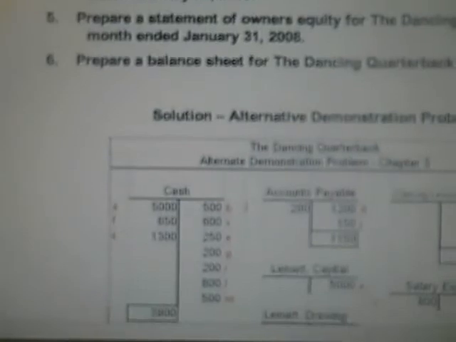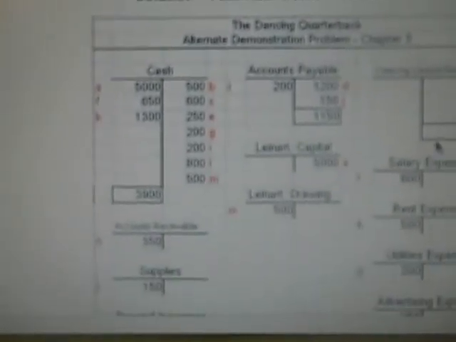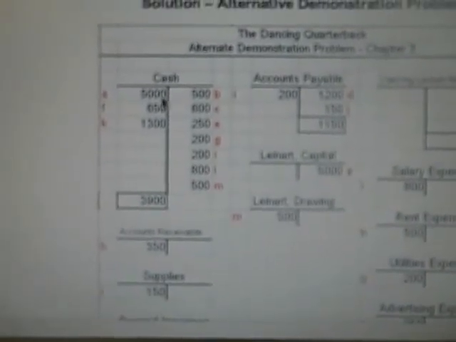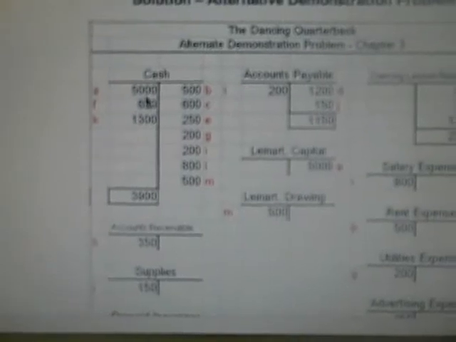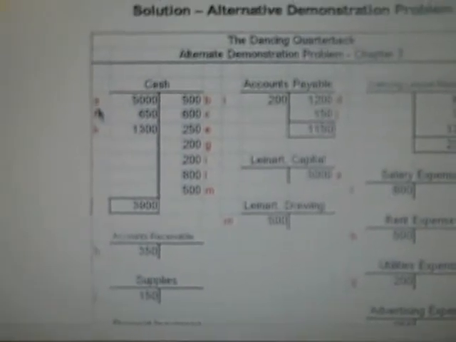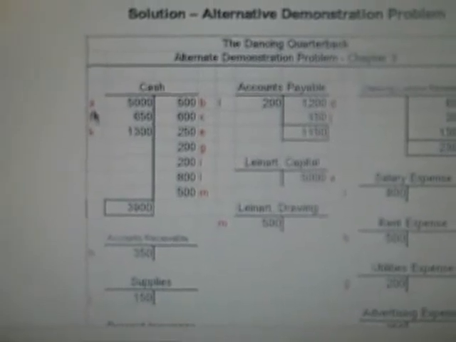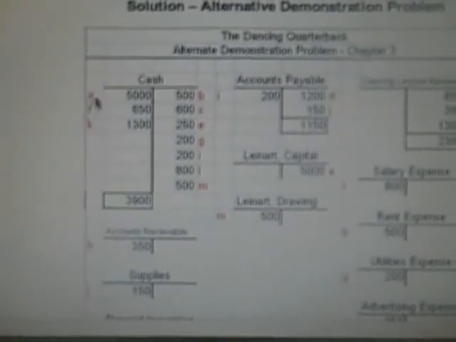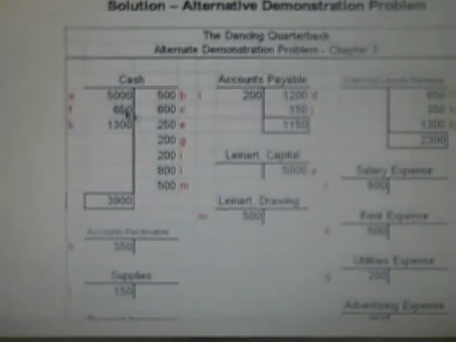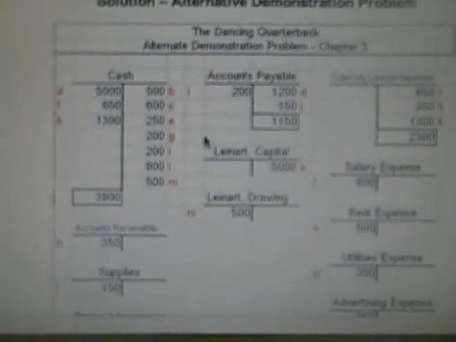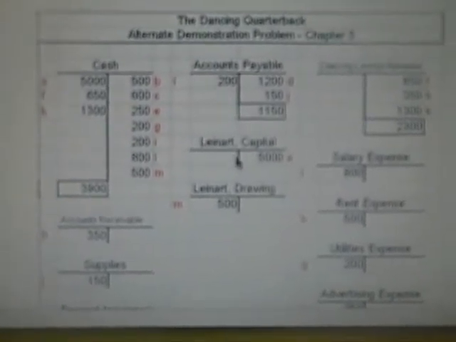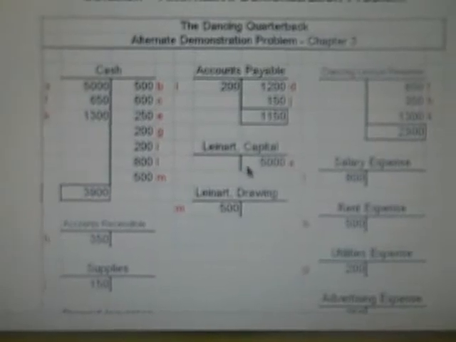So we slide down here, and right here you can see our debit to cash of $5,000 in transaction A. Normally, instead of saying transaction A, you'd actually have the date of this transaction in here. And then you would have the credit to balance that transaction. Remember, your debits have to equal your credits.